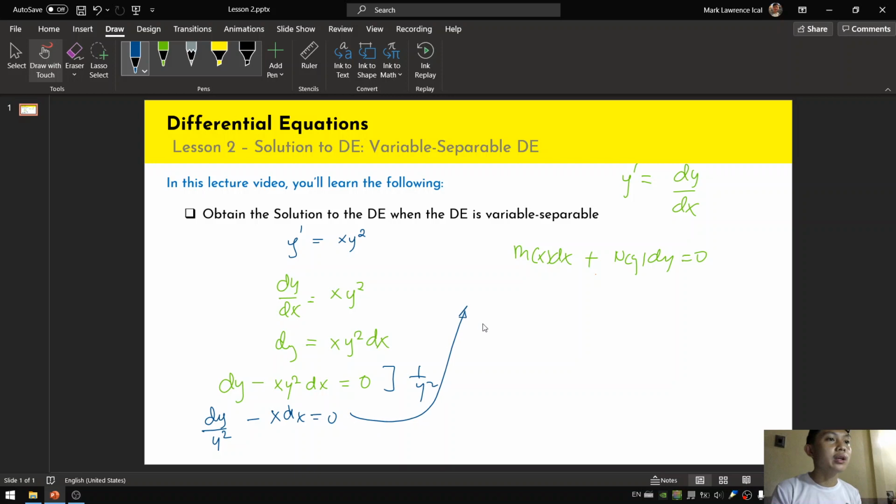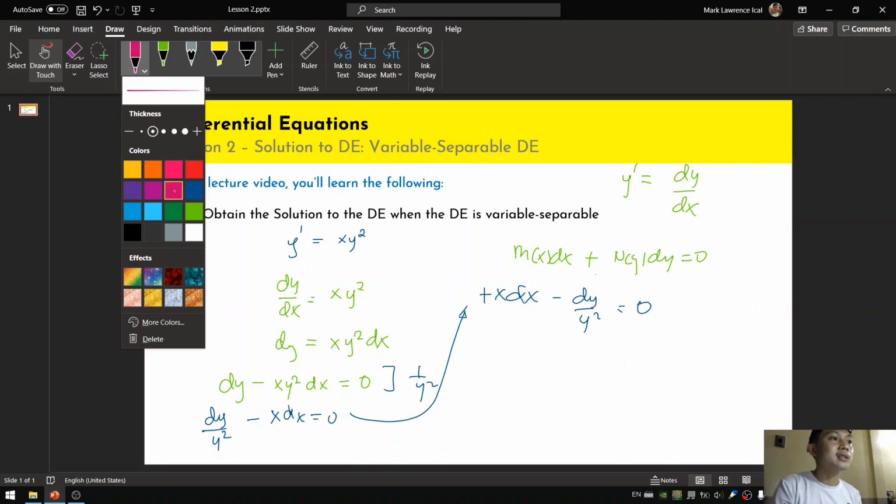Okay, so continuing here, arrange. So we're going to have positive x dx minus dy over y squared is equals to 0. Okay, so inarrange ko lang. Multiply both sides by negative 1 to make the negative x positive, and then making the positive dy negative, and then obviously 0 too. Okay, so now that we already did the first step, integrate.